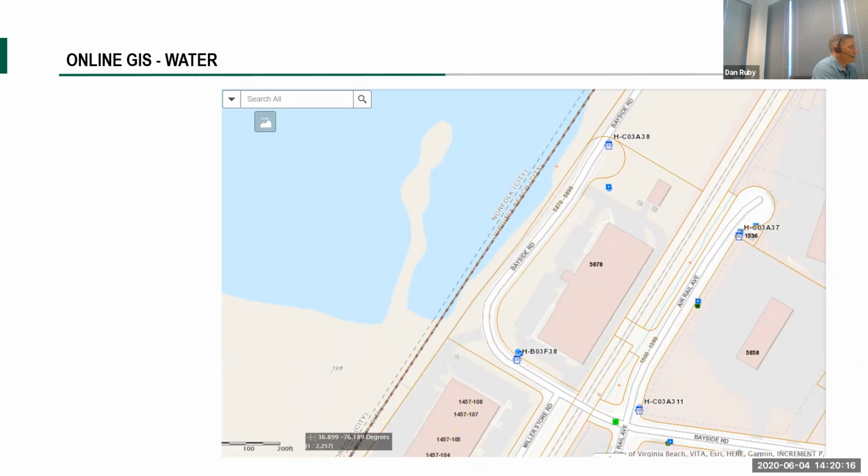This is about the extent of what you can see online for water. Water systems are considered critical infrastructure, and generally receive some degree of protection from vandalism or terrorism. Most times the water lines themselves won't be public information on the online GIS, but here it does show you where hydrants are and water meters.